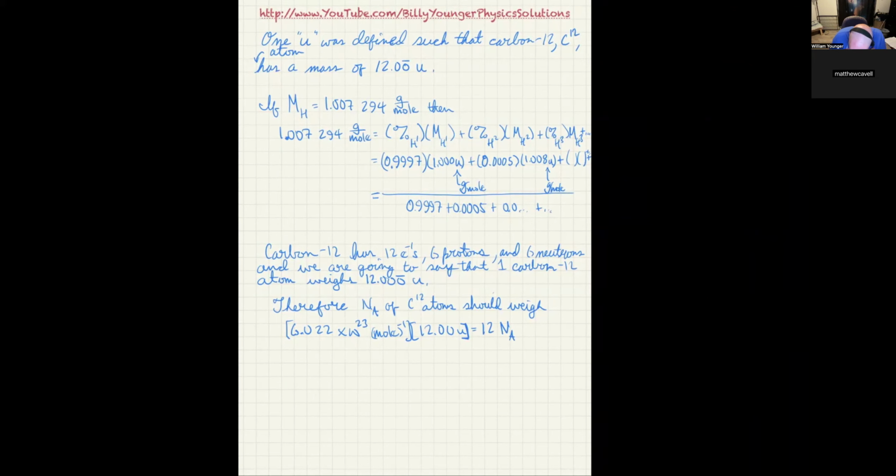And according to the periodic table, we know that this is very close to 12 grams per mole. Okay. So if you look at hydrogen, specifically H1, you know that that should weigh about 1.00 grams per mole.